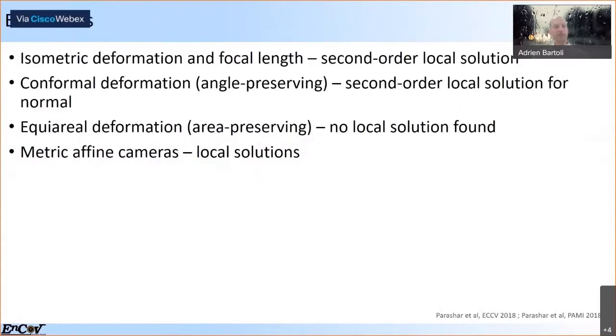So we have done extensions to this. We also proved that we could compute the focal length of the camera, that we could handle weaker deformation models than isometry, so conformity and equiareality, as in the shape from template case. But we also showed that with the affine camera, we couldn't locally reconstruct anything.